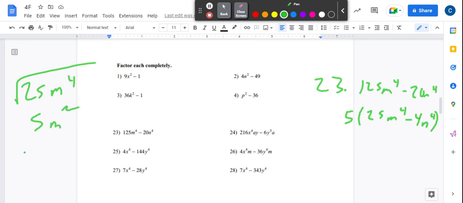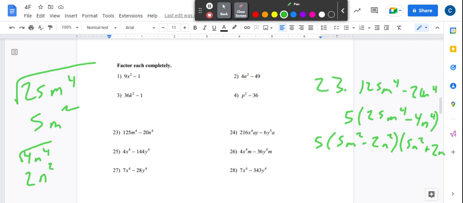If we have 4n to the fourth and we root it, the square root of 4 is 2, and the square root of n to the fourth is n squared. Okay? So now we have a difference of squares of 5m squared minus 2n squared, and 5m squared plus 2n squared. And so that is totally factored out.